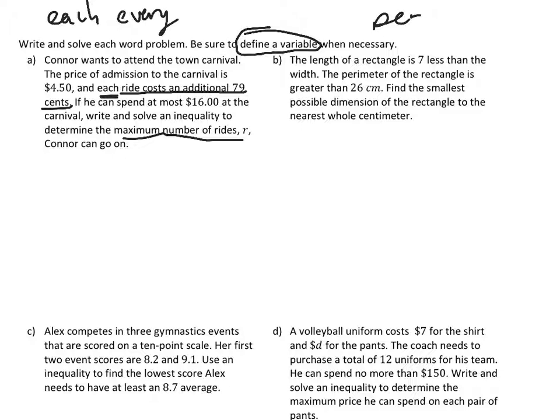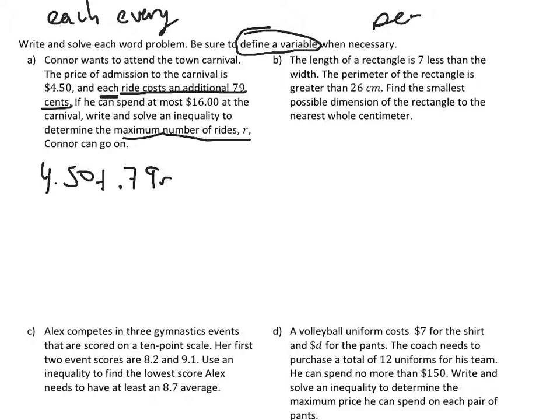Okay, so he's going to the carnival. He has to pay admission. That's $4.50. He also has to pay for rides he'd like to go on. Well, they're 79 cents each, so plus 0.79, and R is the number of rides, so 0.79R. So he's got $16, so he can spend at most 16. That means he can spend no more than that, because he only has $16 in his pocket.